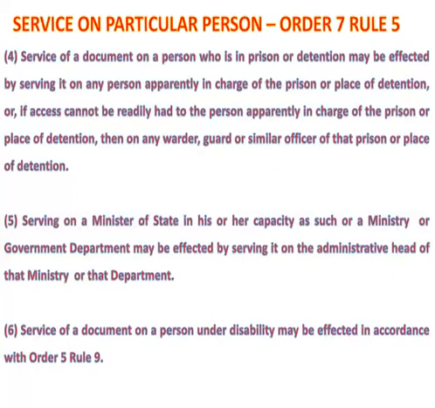What about serving on a Minister of State, Order 705? Serving on a Minister of State in his or her capacity as such, or a ministry or government department, may be effected by serving it on the administrative head of that ministry or that department. Then Order 705, 706 says that service of a document on a person with disability may be effected in accordance with Order 509, which we've already dealt with. So this is what deals with service on particular persons.